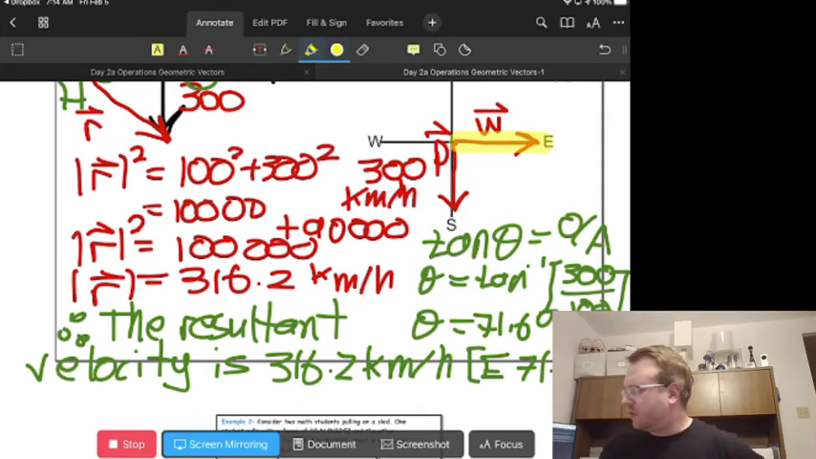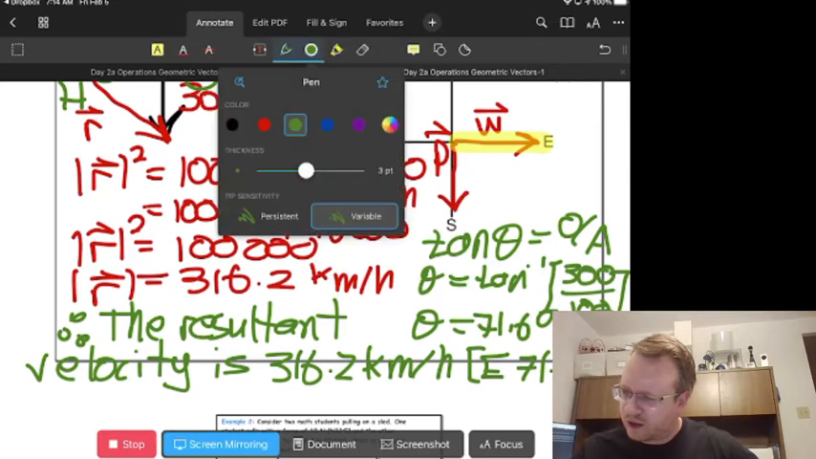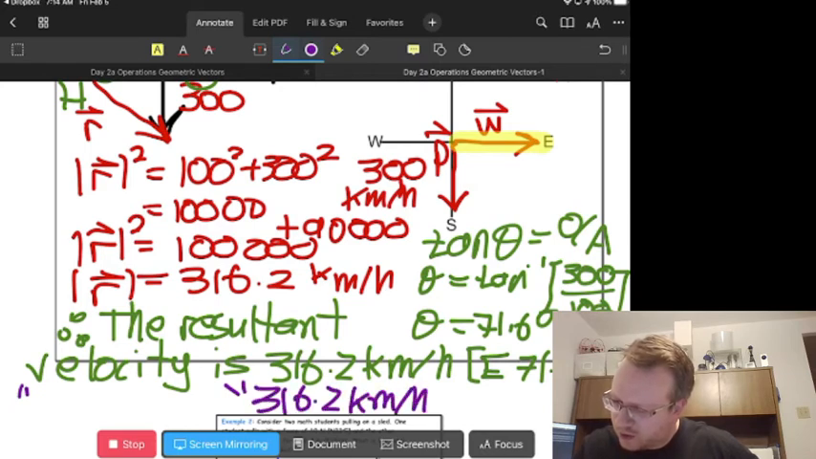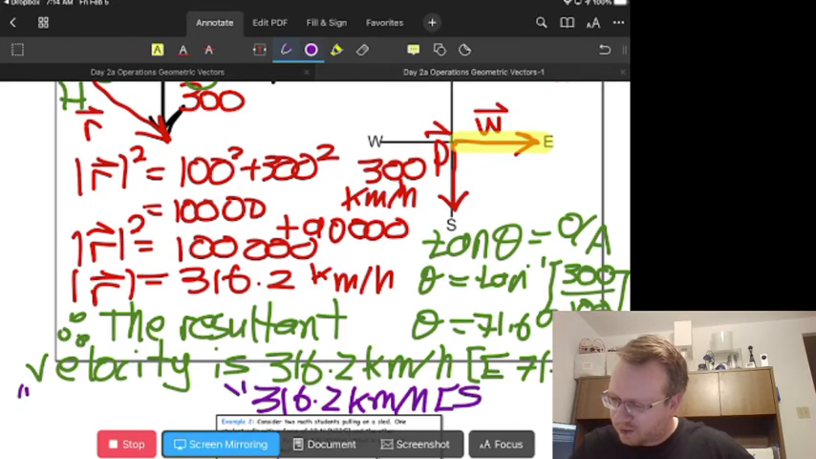Or normally we want to measure from the closest compass point. I just wanted to show that we can think about it in two different ways. So let's also restate our final answer here. Same thing, I don't have room to write this all, but therefore the resultant velocity is 316.2 kilometers per hour. And our direction, we're just going to measure from the other compass point, from south, and swing that way, is south.